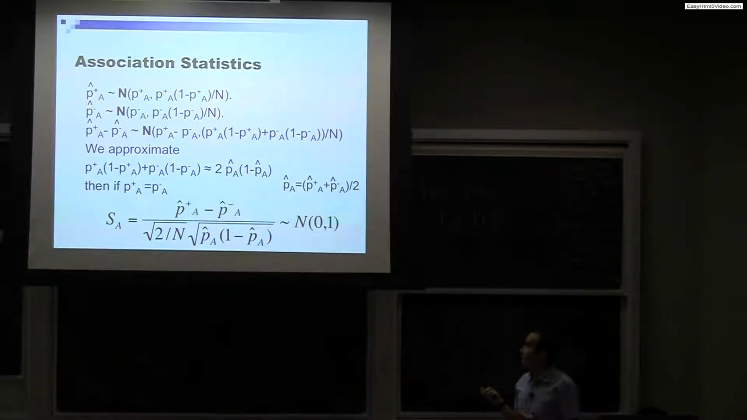Okay, so now if I give you these two numbers, you plug them into this value, you get some kind of a score. How can I determine if it's significant or not? This is kind of a review from last class.